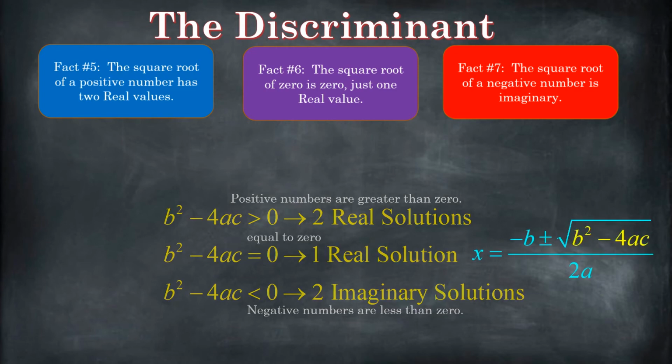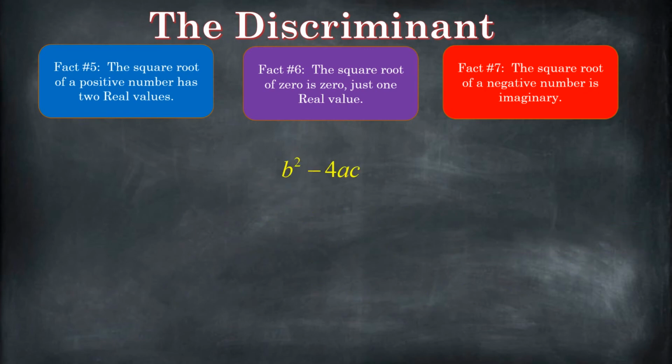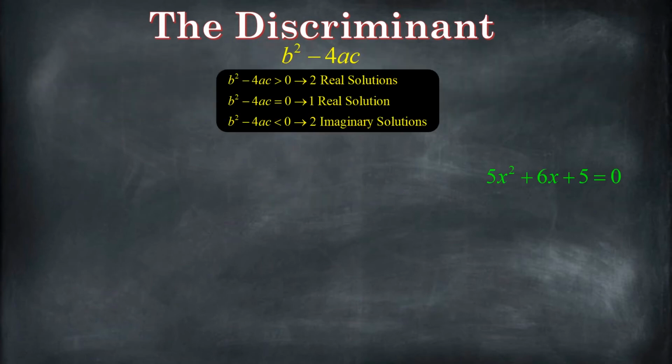That right there, boys and girls, b squared minus 4ac, that is the discriminant. And so we can see from each of our examples how the discriminant could save us some time.